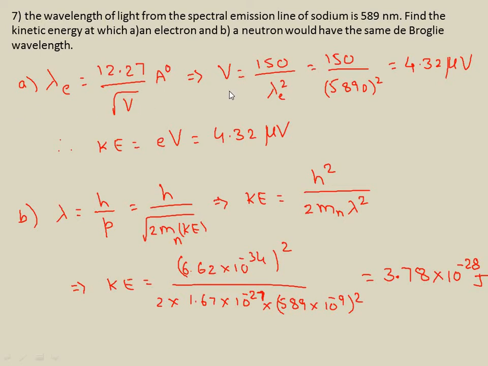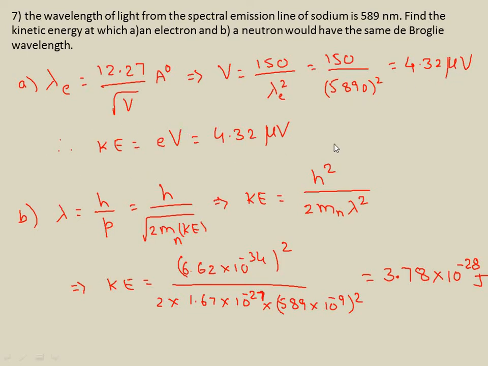Now from there I can get the voltage V = (12.27)²/λ², that is 150/λ². So 150 divided by 5890 whole square, which is given already. The emission line of sodium is 589 nanometer, so it is 5890 angstrom; remember, this is in angstrom, so I have converted that. So V = 4.32 microvolt. Keep that in mind: 589 nanometer is 10 power minus 9. Are you getting the point here? Okay, and 4.32 microvolt.